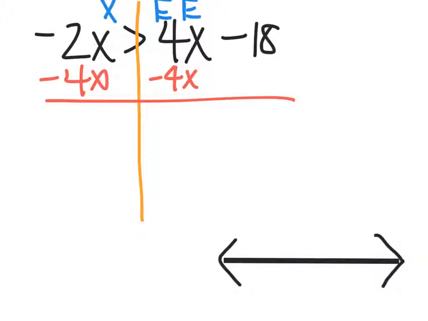Negative 2x minus 4x is negative 6x. Over here, the 4x minus 4x will cancel. So negative 6x is greater than negative 18.